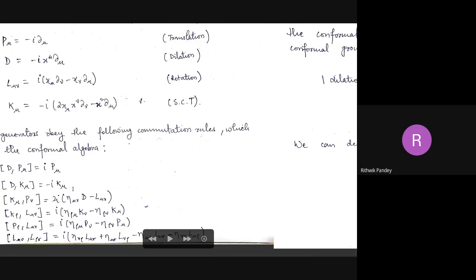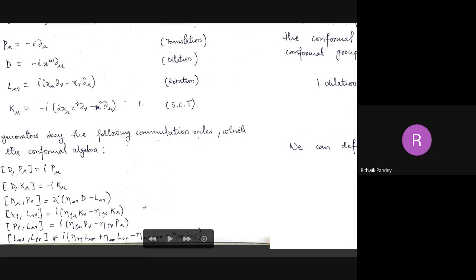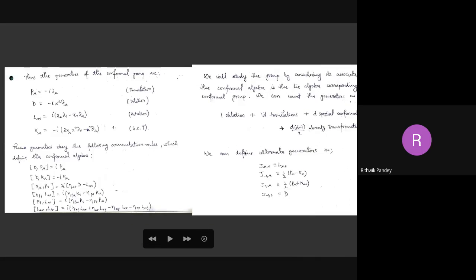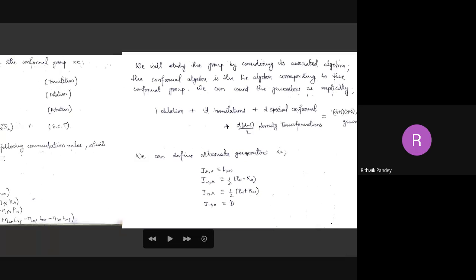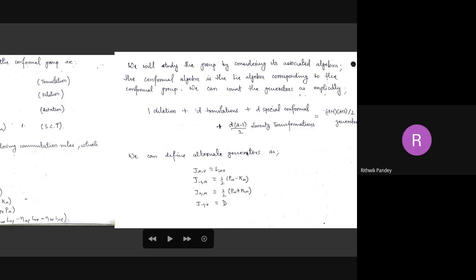So these are the commutation relationships, and as we can see, the last equation is a familiar Lorentz algebra because this is a commutation relation between the rotations. So we will study the group by considering its associated algebra, the conformal algebra, which is the Lie algebra corresponding to the conformal group. So now how many generators does this group have?